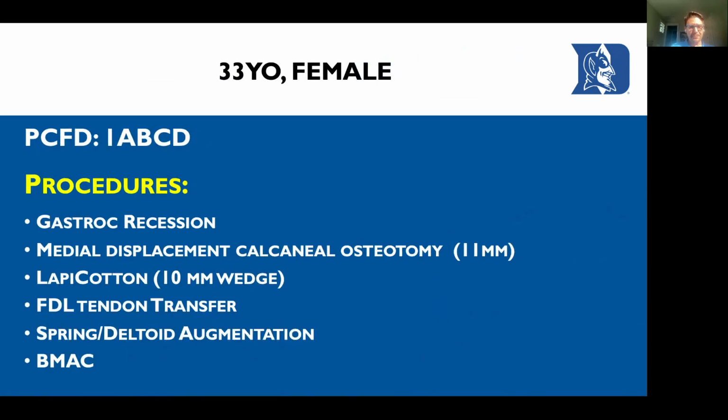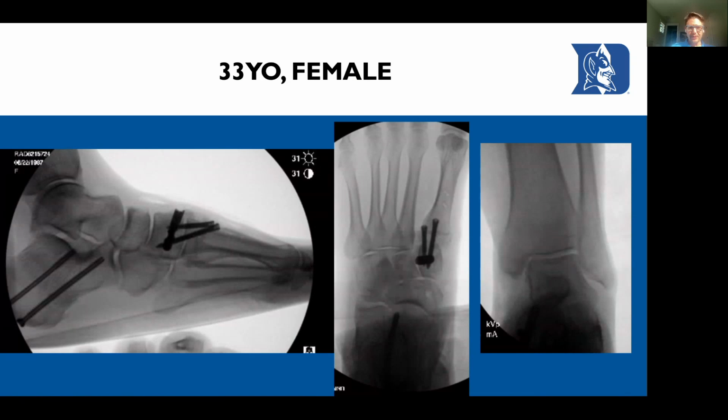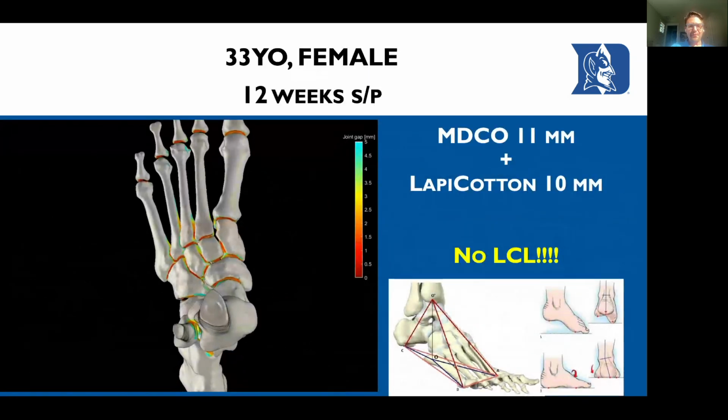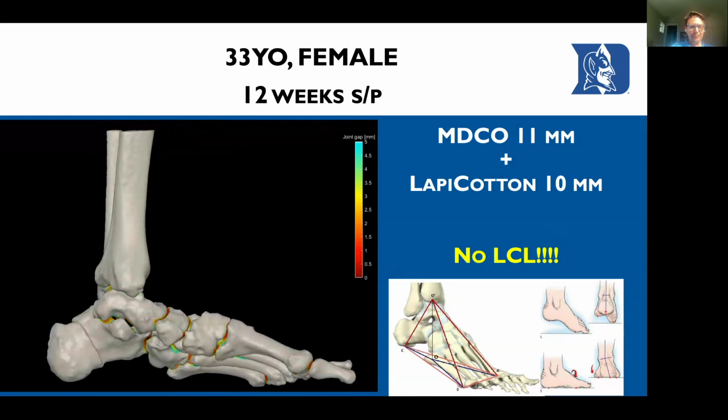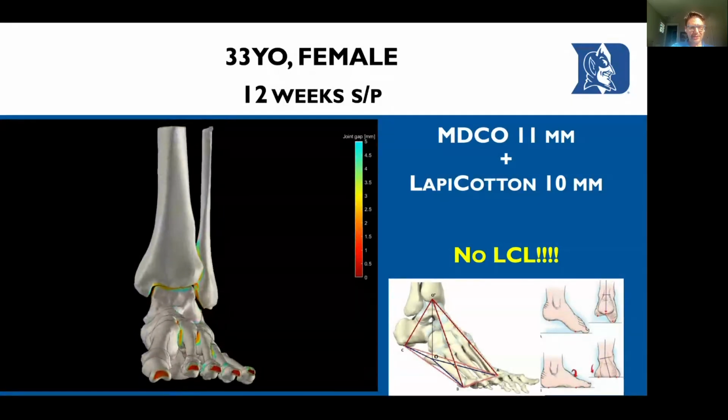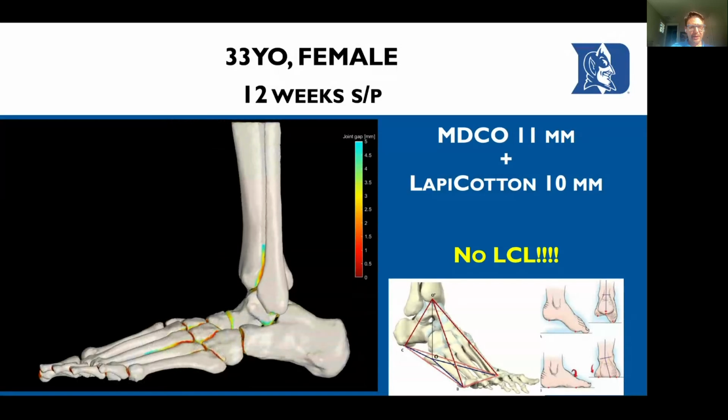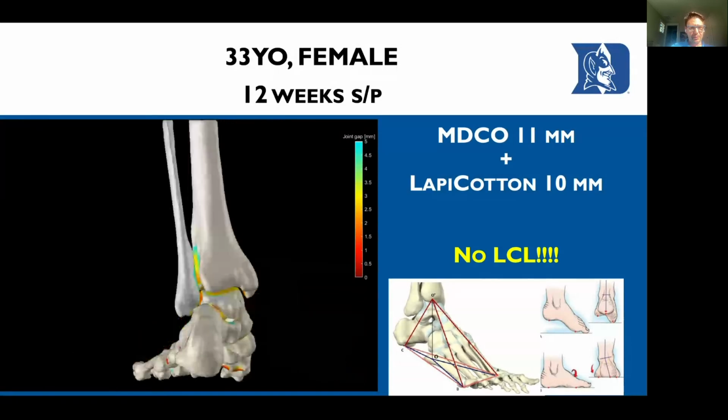So what I did for this patient was a gastrocnemius recession, a medial displacement calcaneal osteotomy of 11 millimeters. I did a Lapidus-Cotton with a 10 millimeter wedge. I did an FDL tendon transfer. I did spring deltoid reconstruction. I did bone marrow aspirate. I'm not going to go into the details here, but this is the final x-ray for her intraoperatively. And this is the video of her from before surgery to 12 weeks weight-bearing CT. So you can see the foot derotating and the peritalar subluxation being corrected.